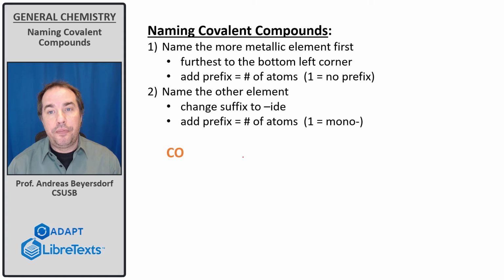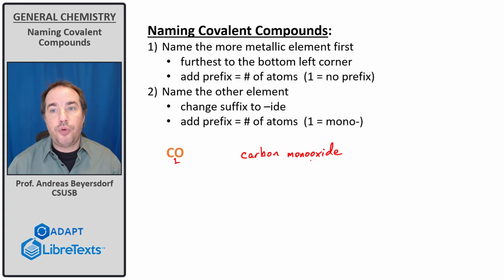Let's move on to CO. CO, we have carbon. Because it has only one carbon, we do not include a prefix here. But for the oxygen, we have to include the prefix. So we include mono. Now, often if we have two O's right next to each other, we drop one of those and we only keep one. So it's carbon monoxide. So the mono means I have one oxygen, and the no prefix in front of the carbon means I also have one carbon.